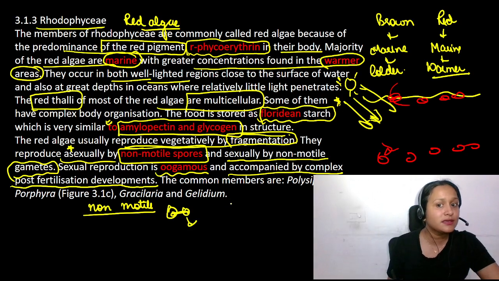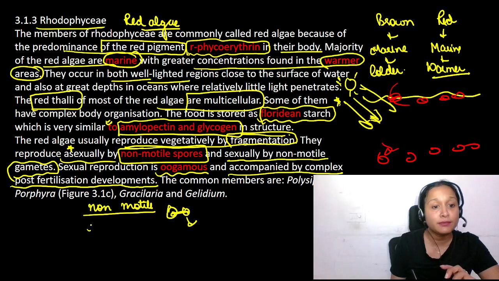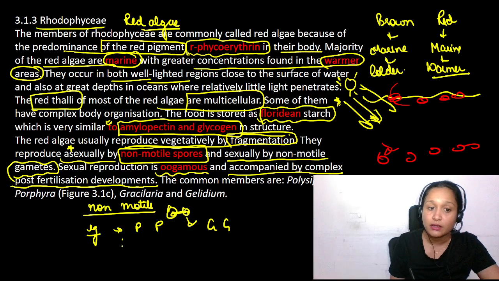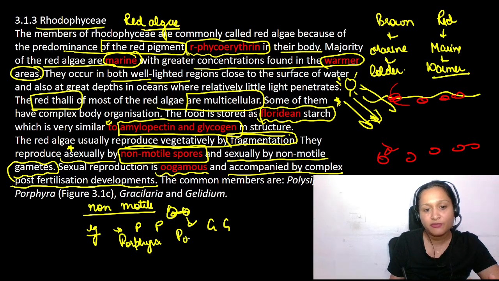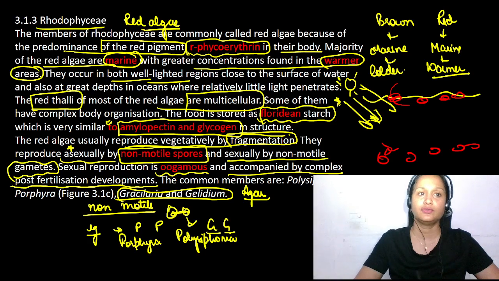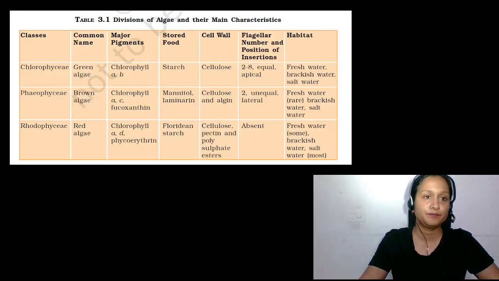Now, another important thing to note down here is examples. What are the examples? PPGG. Porphyra, Polysiphonia. Porphyra is the red algae eaten as food. For the Gs, Gelidium and Gracilaria. From these two, agar is obtained. Okay, this is red algae.